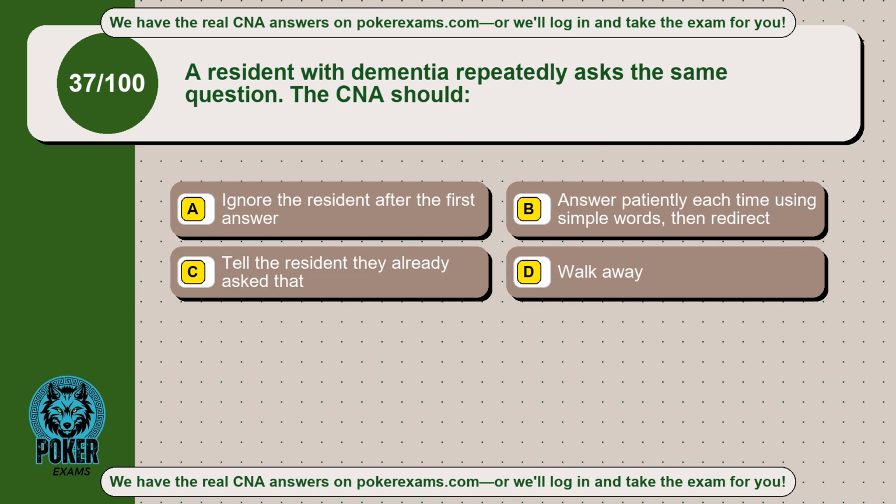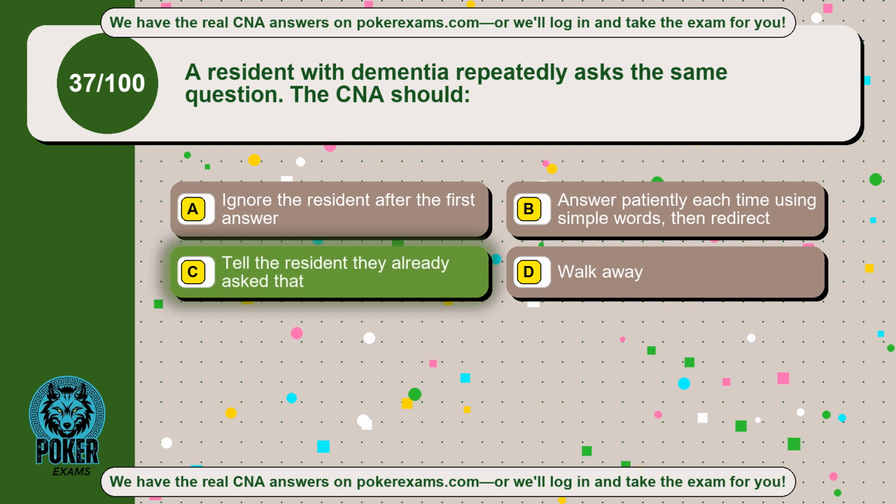Question 37. A resident with dementia repeatedly asks the same question. The CNA should: Option A. Ignore the resident after the first answer. Option B. Answer patiently each time using simple words, then redirect. Option C. Tell the resident they already asked that. Option D. Walk away. The correct answer is option C.